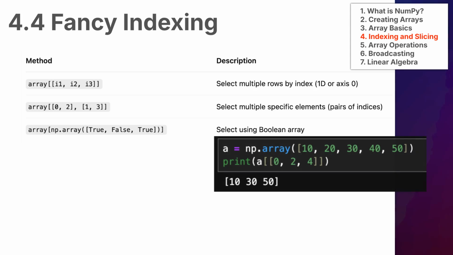First, select multiple rows or elements by index. Let's start with a simple 1D array. Let's say you have a simple 1D array and want to get the index number 0, 2, 4. This example means give me the elements at positions 0, 2, and 4. So you're passing a list of indices to access multiple elements at once.